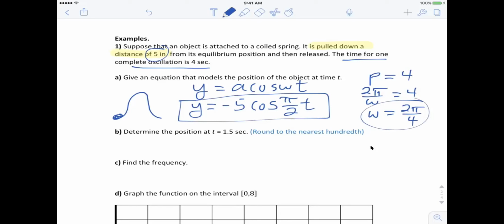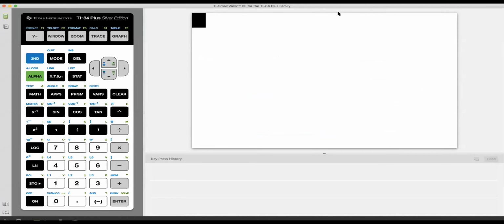For part B, it says determine the position at time t equals 1.5 seconds. So I need to plug in 1.5 for t in the above formula and calculate that to the nearest hundredth. I'll do that all in my calculator. So let's bring up the good old calculator here.